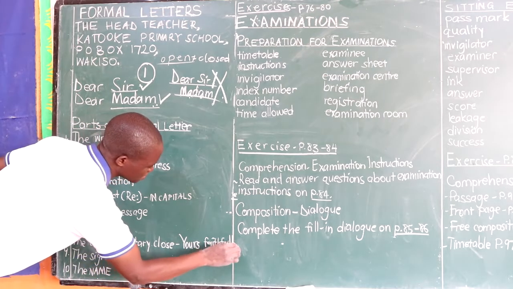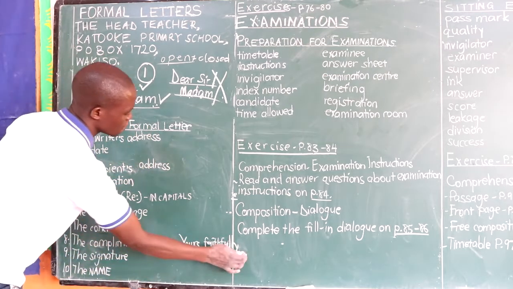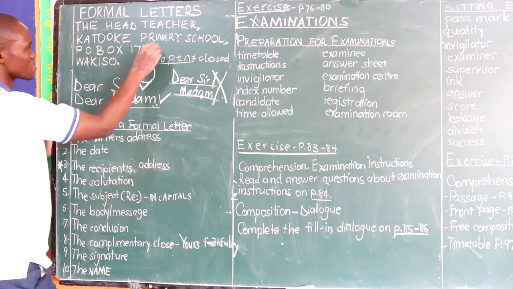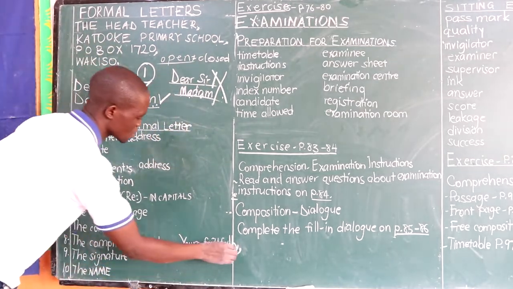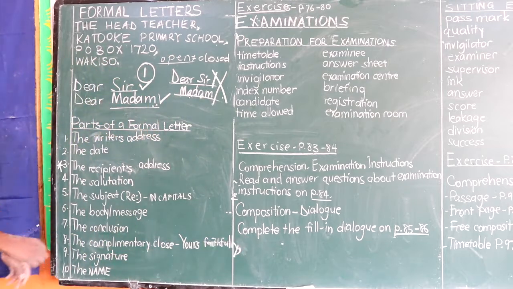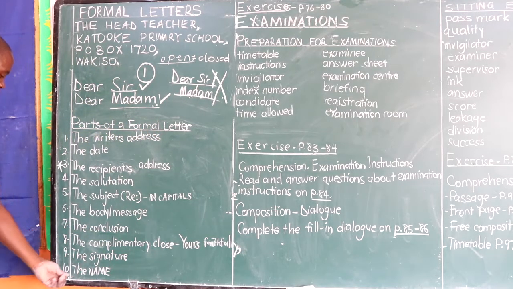If you began with open punctuation, maintain open. If you began the way you wrote this, which I call closed punctuation, still maintain with a comma there. That's the complementary clause.